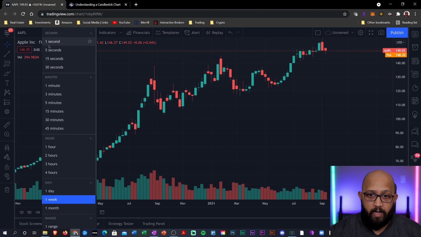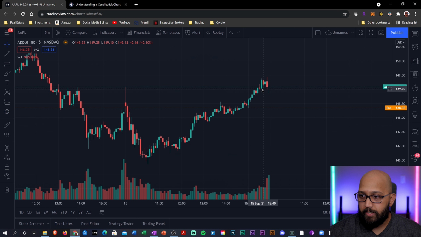Versus if you go to the 5-minute, you can see these little tiny candles, 149.04 to a high of 149.38. So it's a smaller move here.